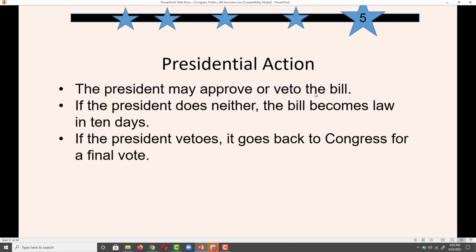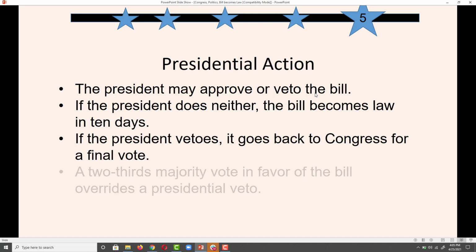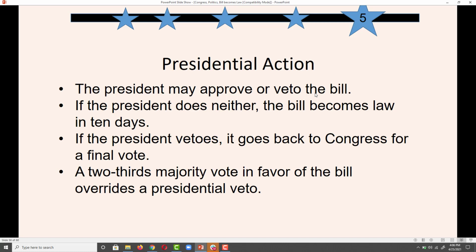If the president were to veto, it's not the end of the bill. It goes back to Congress for a final vote. And what you need is not a majority this time, but a 2/3 majority. So the stakes are raised. On the one hand, a veto isn't a death sentence. But on the other hand, if the margins were tight, you need to come up with those extra votes, right?